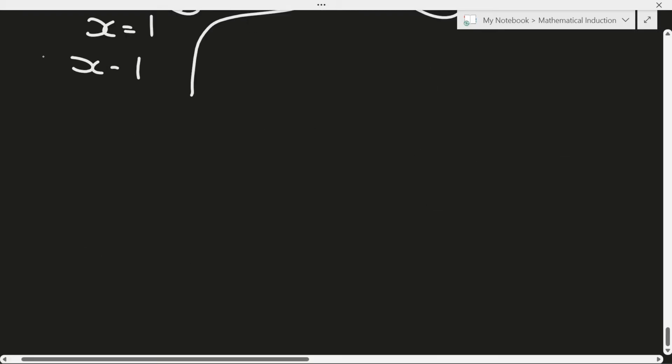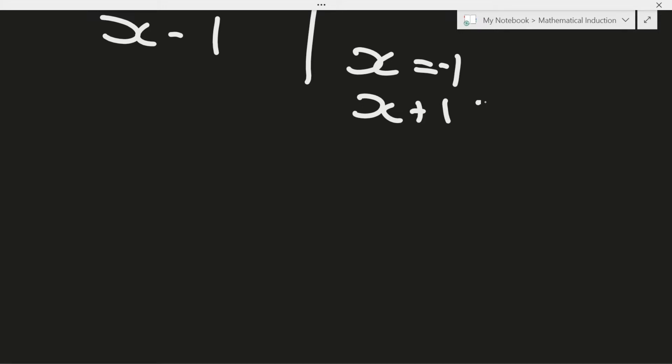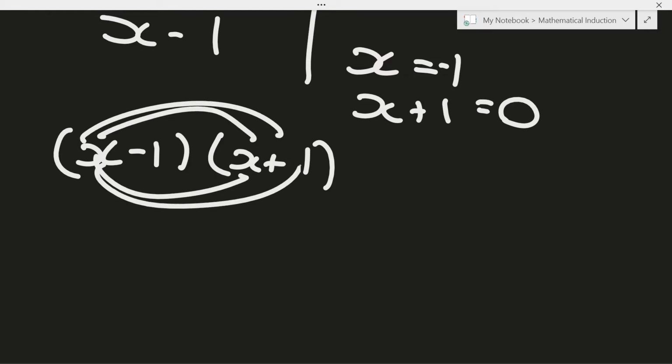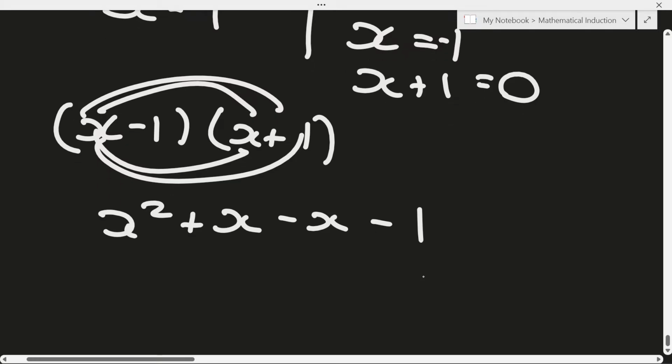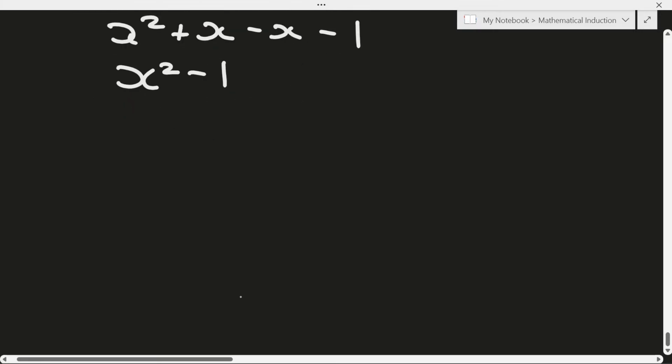So we know, right, if x is equal to minus 1, therefore x plus 1 equals 0. So we know two factors right now: x minus 1 and x plus 1. Therefore, we can multiply these two factors. So we'll have x squared plus x minus x minus 1, same thing as saying x squared minus 1. And because we have these two factors, we can long divide, right? And we can get the other factors.